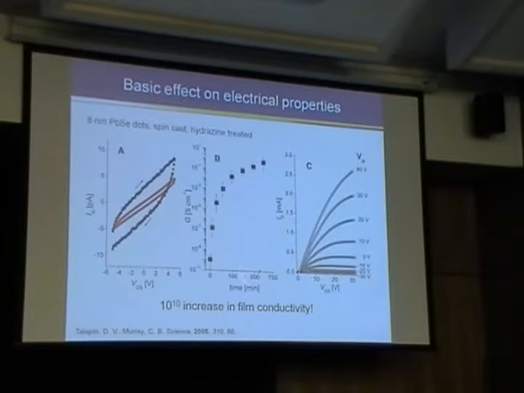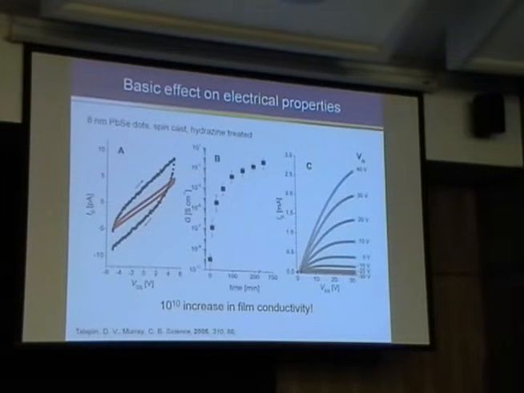So just look at the middle here, middle graph B. This is conductance, even though I think the units are wrong, but it doesn't matter, versus time of immersion in hydrazine. The film at the beginning, before touching hydrazine, has conductance, let's say, of 10 to the minus 10. And then after a couple minutes, we're up to 10 to the 0. So we have a 10 to the 10th increase in conductivity for this film. Right? And that's a really massive increase, much, much larger than what had been seen in the past.